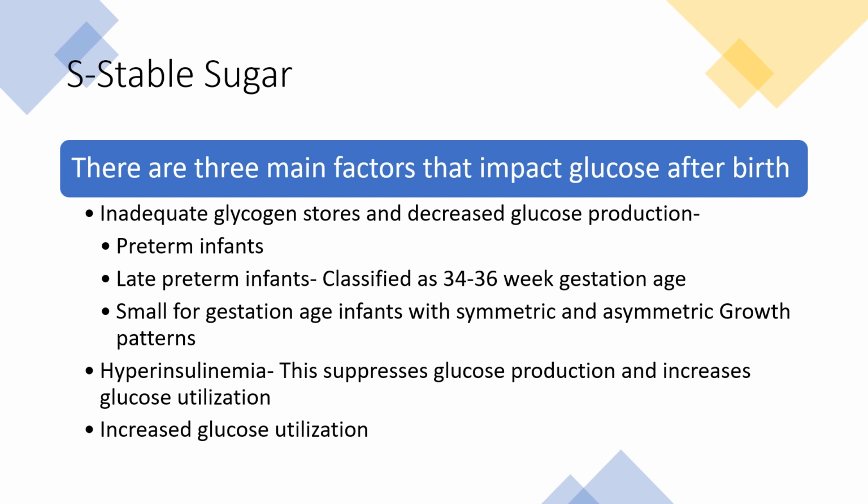Three main factors impact glucose after birth: inadequate glycogen stores and decreased production. So they just don't have the stores, whether it's glycogen or just glucose, and they're not able to produce glucose. Particularly with preterm infants, the late preterm infants. These are the ones that I said are tricky. There's 34 to 36 weeks of gestational age. They look like a full-grown baby, but they have a few issues that cause them to be tricky.